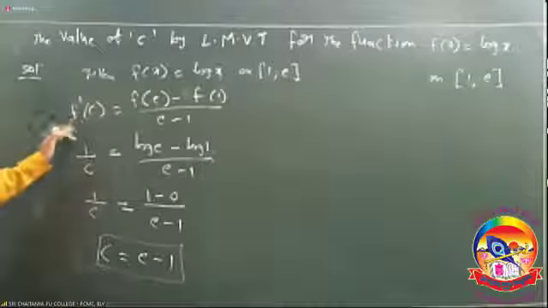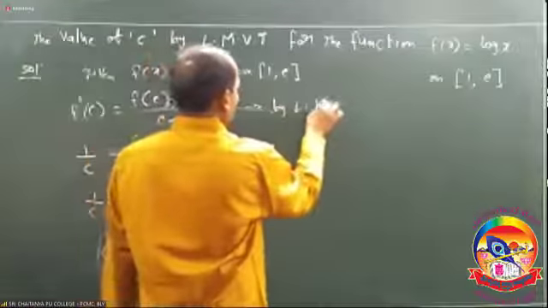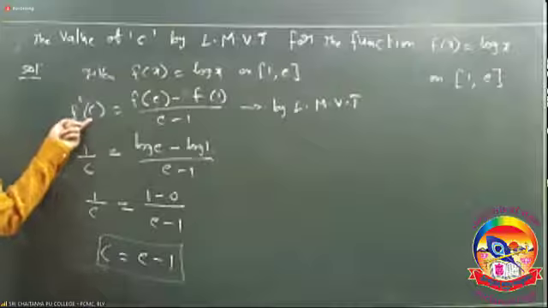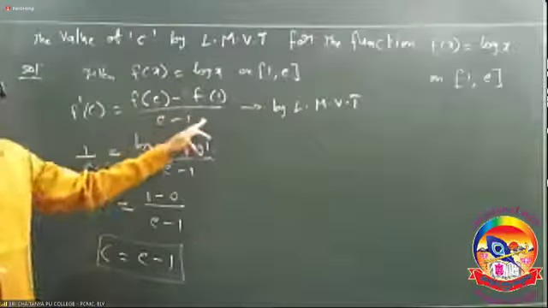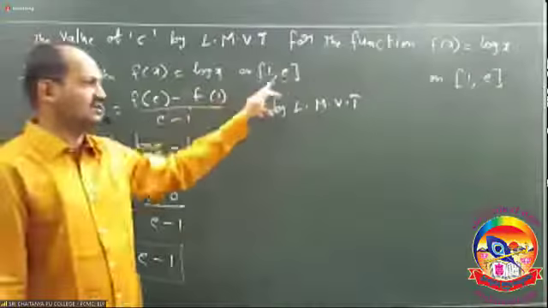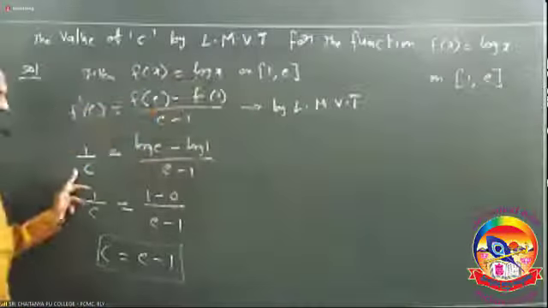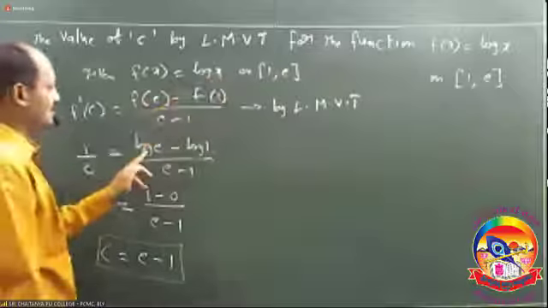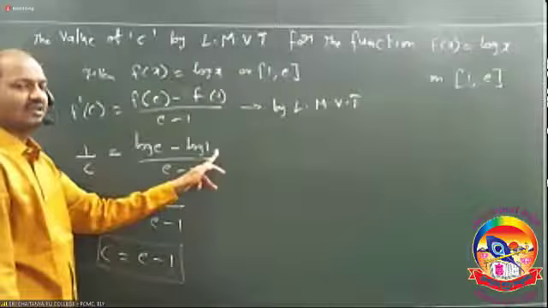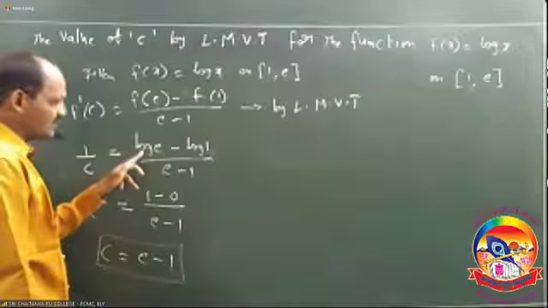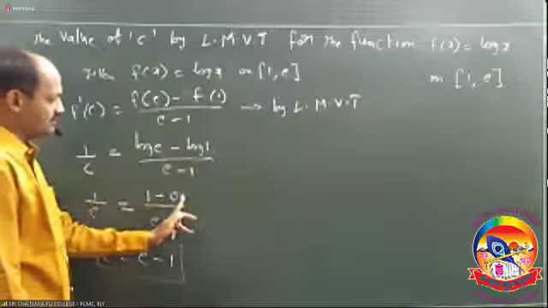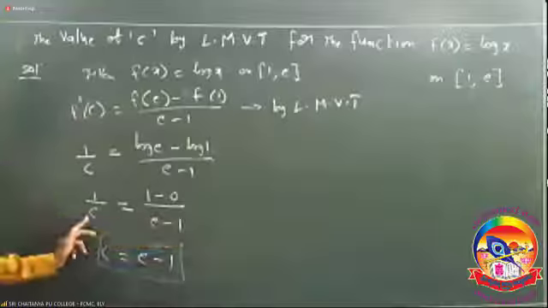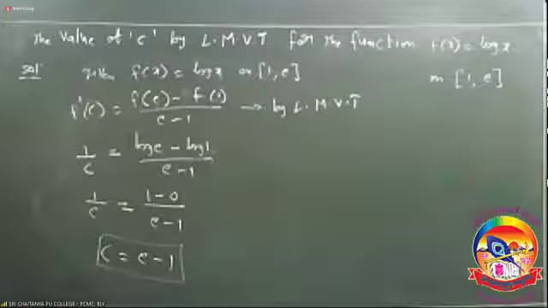This is by Lagrange's mean value theorem, LMVT. The condition is f dash of c equal to f of b minus f of a divided by b minus a, where a and b values are 1 and e. The derivative of log x is 1 by x. f dash of c, that is 1 by x, is equal to f of e, that is log e, minus f of 1, that is log 1. Log e value is 1 and log 1 value is 0, so 1 divided by e minus 1. 1 by c is equal to 1 by e minus 1. Clearly, c is equal to e minus 1. Write down, next.